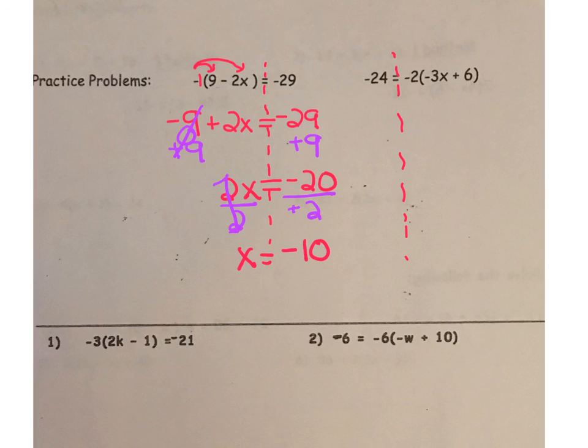Let's take a look at our second practice problem. We see that we could distribute a -2. However, you also have this option. In order to eliminate that -2, you could divide the right side by -2 and the left side by -2.